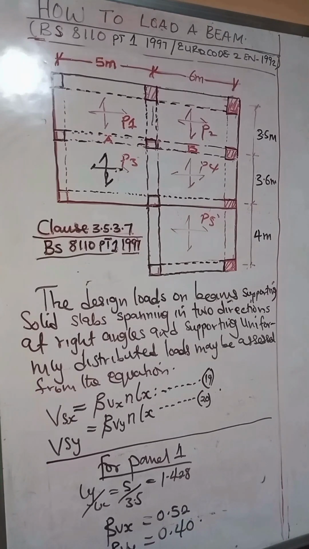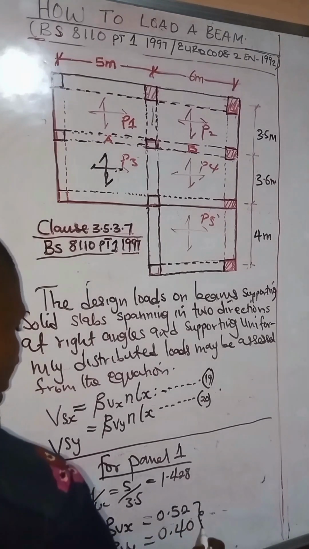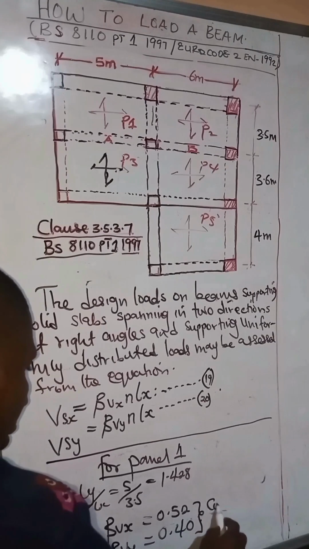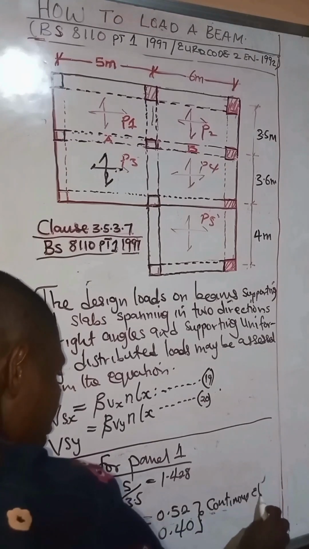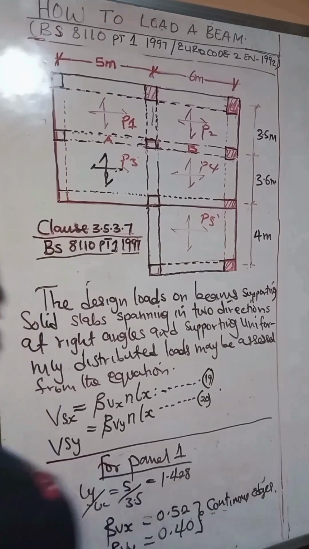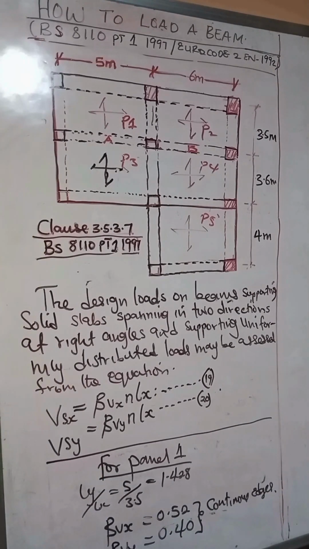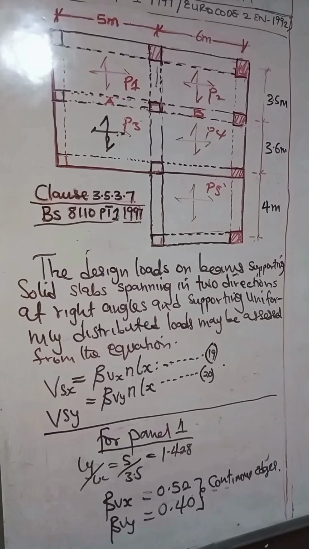These are for the continuous edge of the panel. All right, so this is what we have for continuous edges. All right, so we'll have all these for the continuous edges. So BVX is 0.52 for the continuous edge of panel 1, and BVY is 0.4 for the continuous edge of panel 1. Now we want to load the beam.